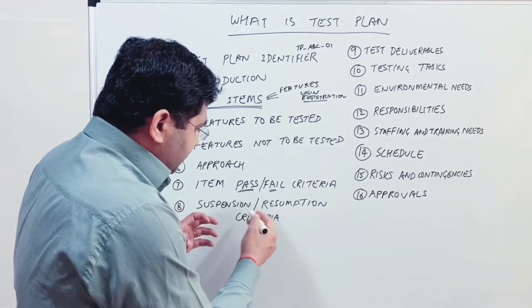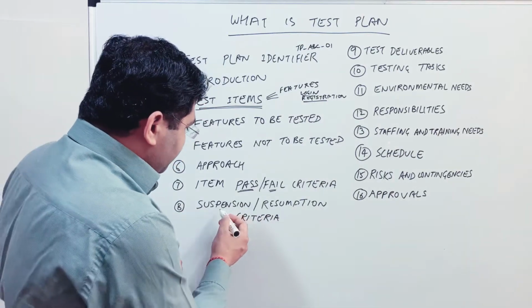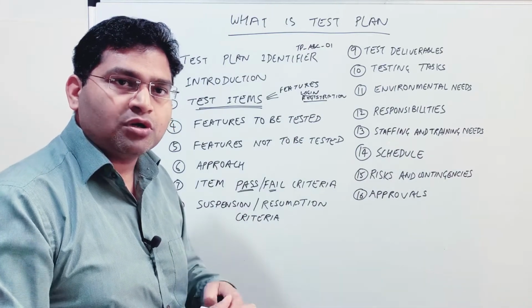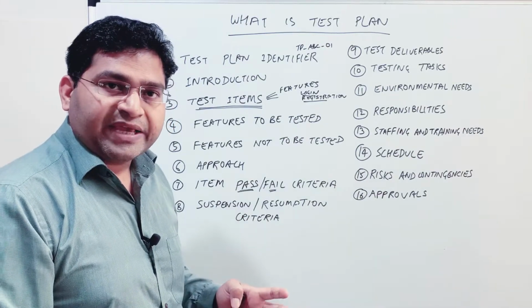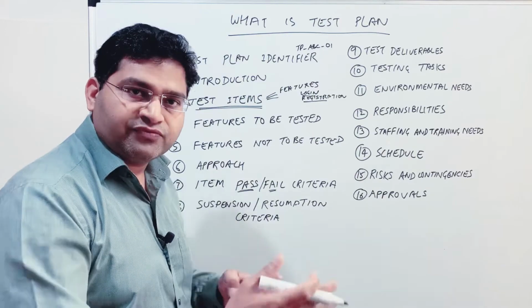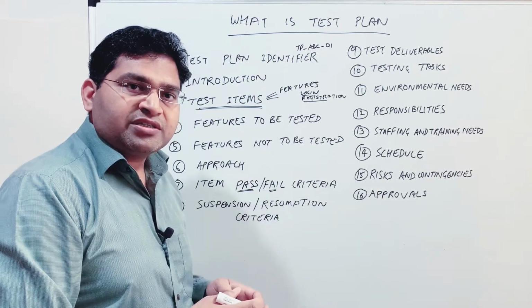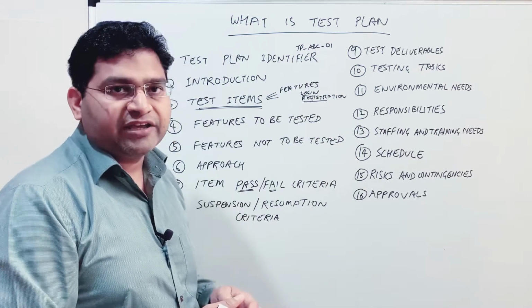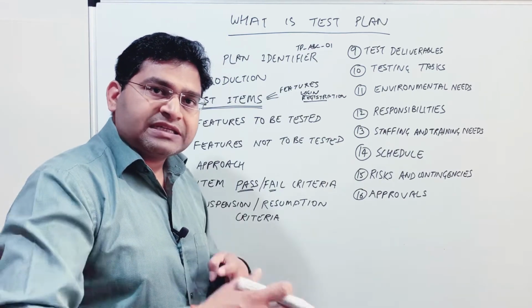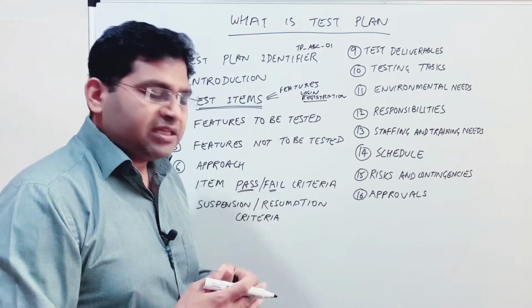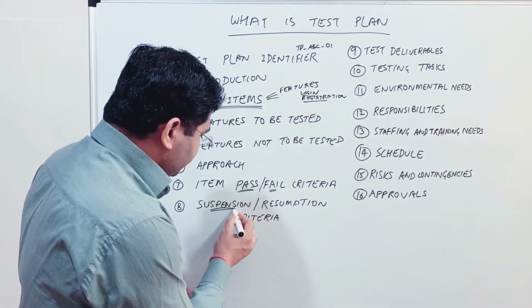Then you have suspension and resumption criteria. So suspension, as the name suggests, when will you suspend the testing, right? So for example, you got a blocker defect and the testing cannot progress further, or you got a defect which needs to be fixed, because unless and until that defect is fixed, all the testing that is done in future or further, it doesn't make any sense. So in that case, you will suspend the testing.